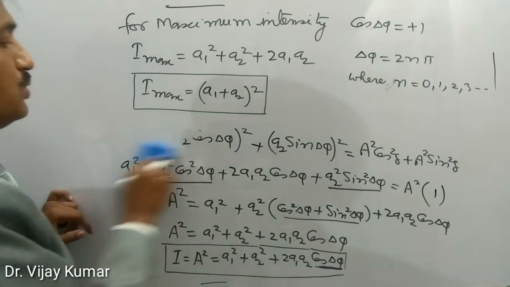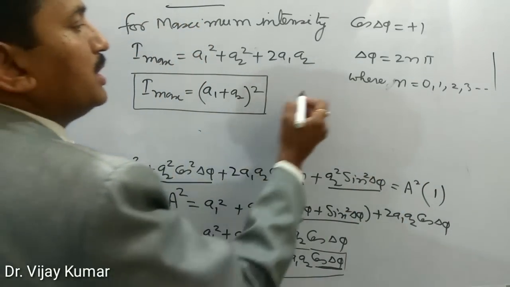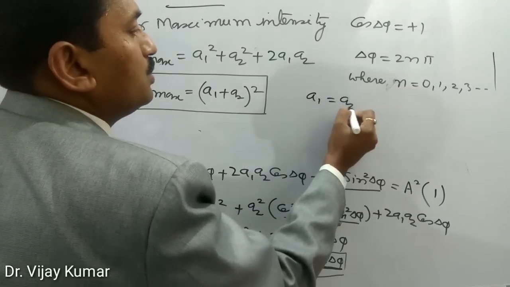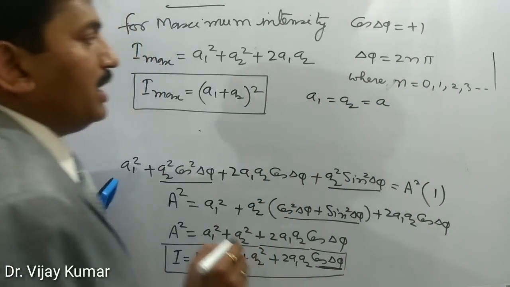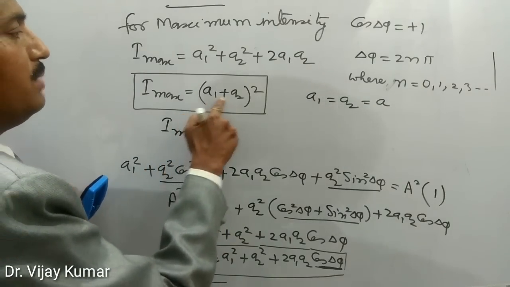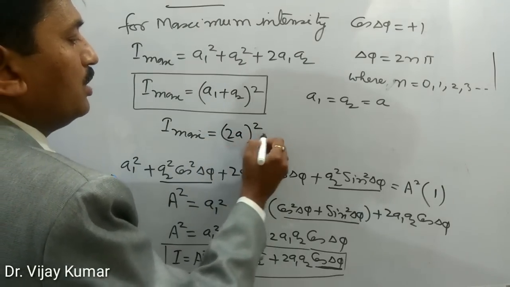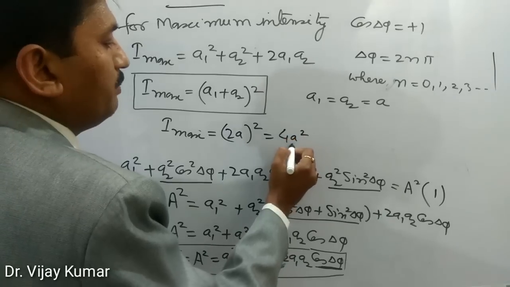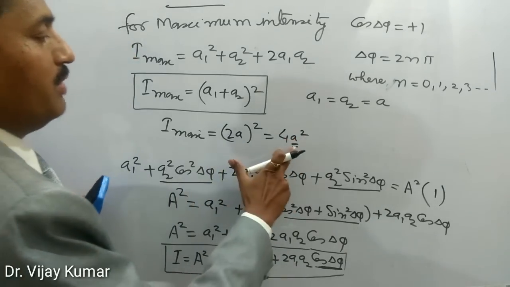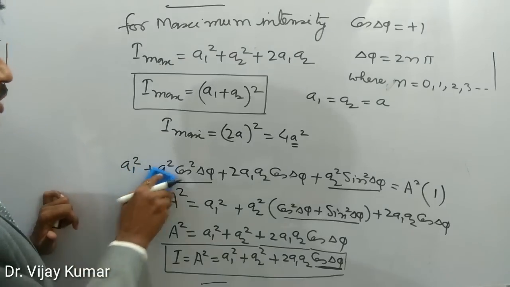If the amplitudes of both the interfering waves are the same, it means a1 is equal to a2, and we can consider it a. Then the maximum intensity becomes (a + a) square, 2a square, that is 4a square. If the amplitudes of both interfering waves are the same, then the maximum intensity should be equal to 4a square.